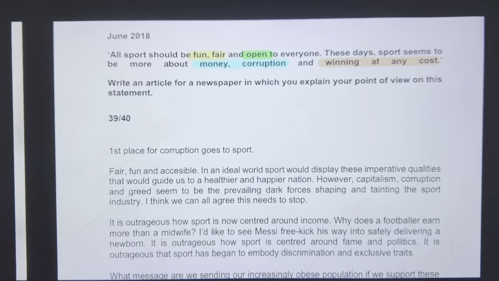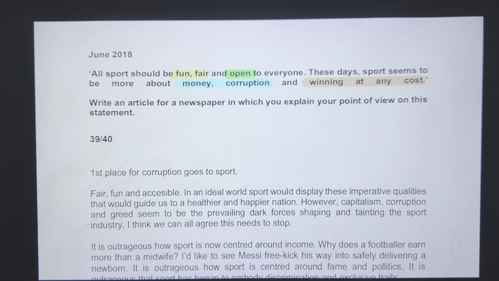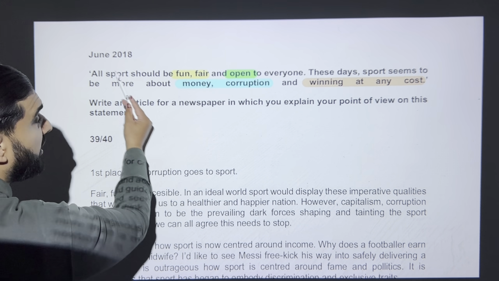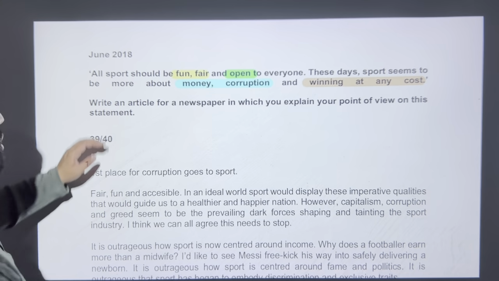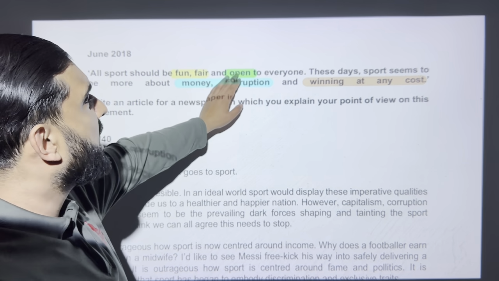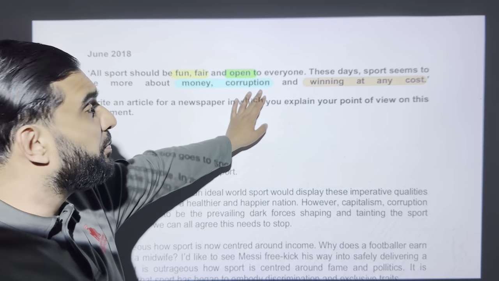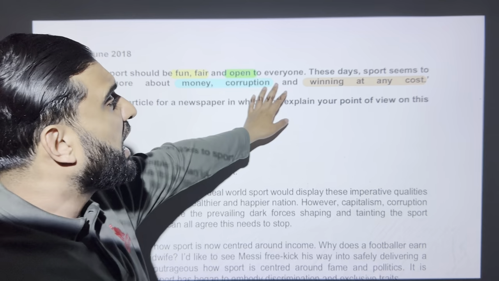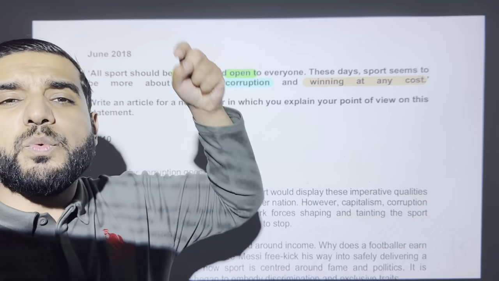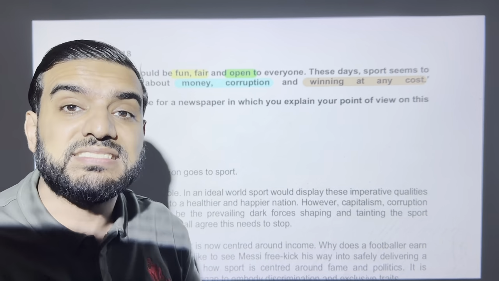2018, this one here, guys, got 39 out of 40. Same thing, write an article. And the cheat code applies. All sports should be fun, fair, and open to everyone. These days, sports seem to be about money and corruption and winning at any cost. I 100% agree with this statement.